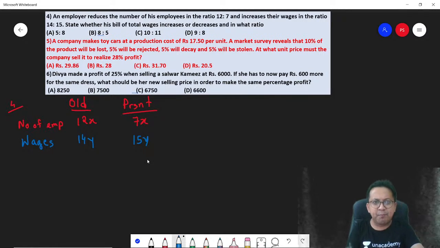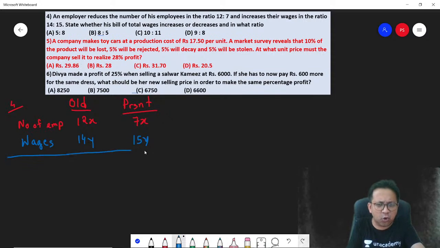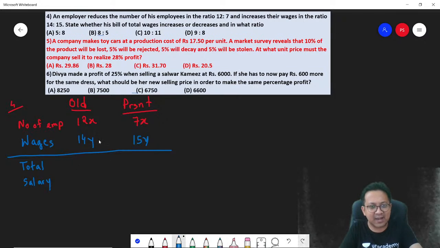State whether its bill of total wages increases or decreases and in what ratio. Think about it. What's total wages? Can I say total salary is nothing but the salary that you pay per person into the number of people? Will you agree? Think about it. What is the total salary? Total salary is the salary that you pay per head into the number of people. So per head salary is 14y, number of people is 12x.